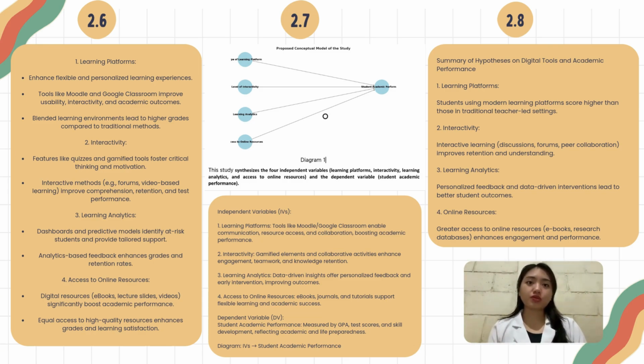For the 2.7 conceptual model, the model integrates these four independent variables and the dependent variable, which is student academic performance measured by GPA, test scores, and skill acquisition. The conceptual model also visually demonstrates how these factors work together to improve the outcomes.